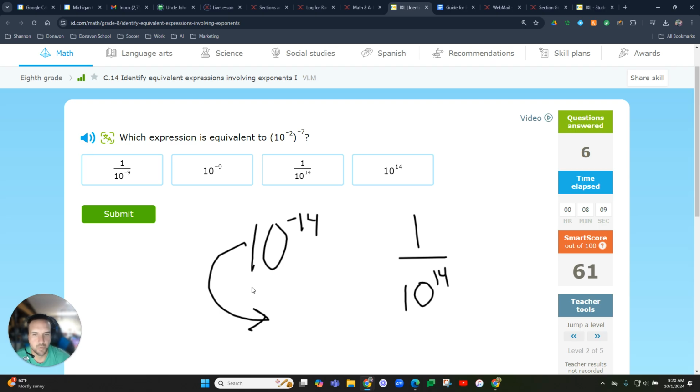So since there was no numerator, I mean, technically 10 to the negative 14th is the same as 10 to the negative 14th over 1. So we just flip it and make it a positive exponent. So that would be this one here.